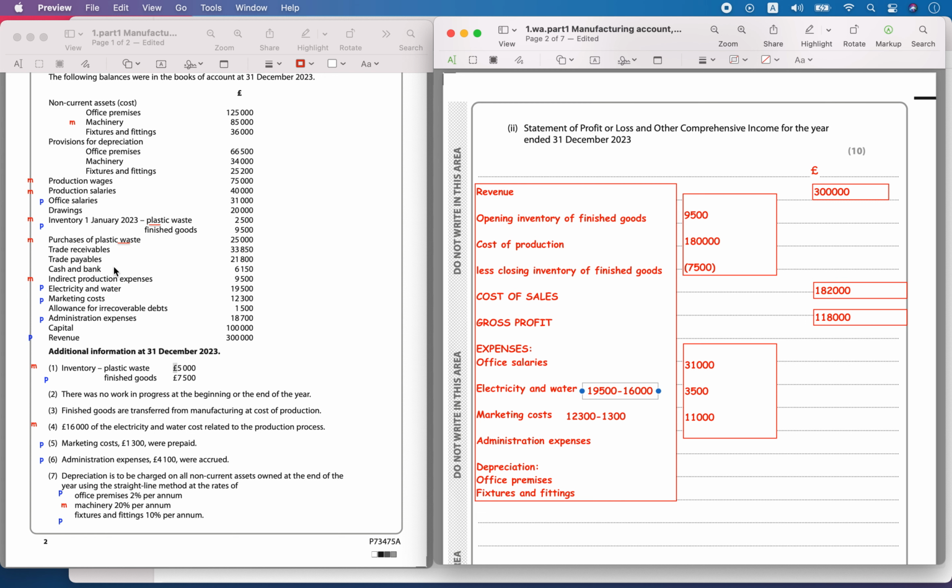Then administration expense. The administration balance was 18,700, and some of that expense was accrued. So 4,100 is accrued, that still needs to be paid. You will have to adjust the balance by adding this. It was not accounted previously, so now you will add that. So administration expense was 18,700 plus the accrued expense 4,100, which is going to be around 22,800.